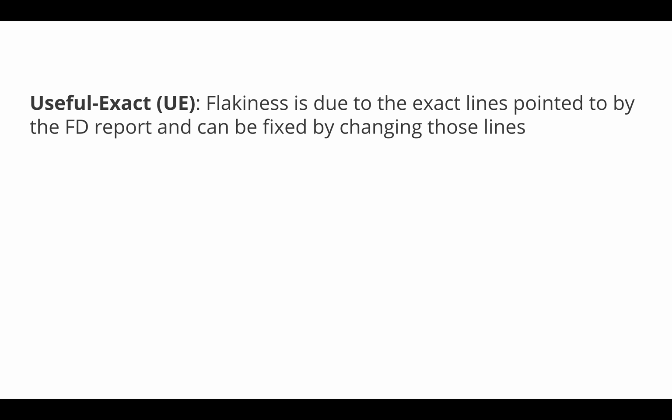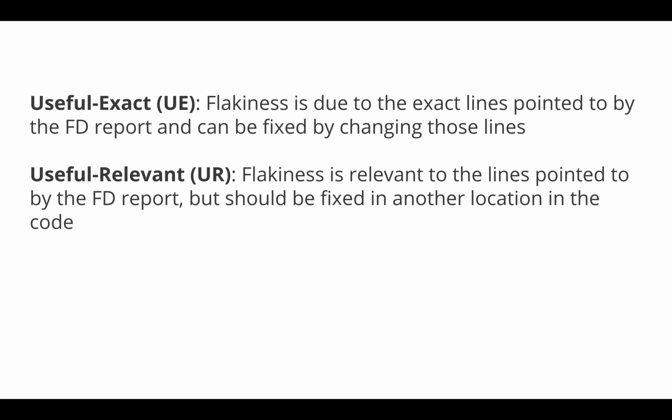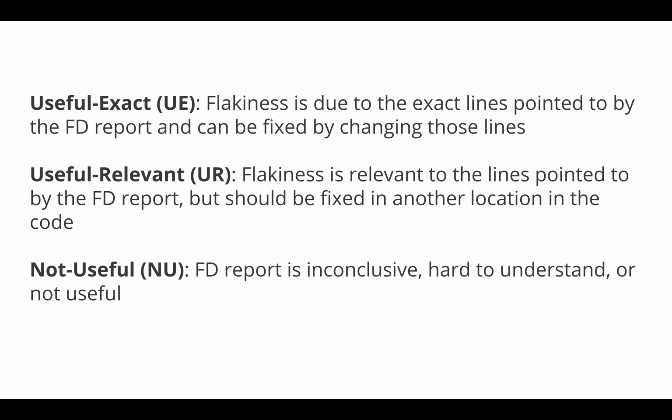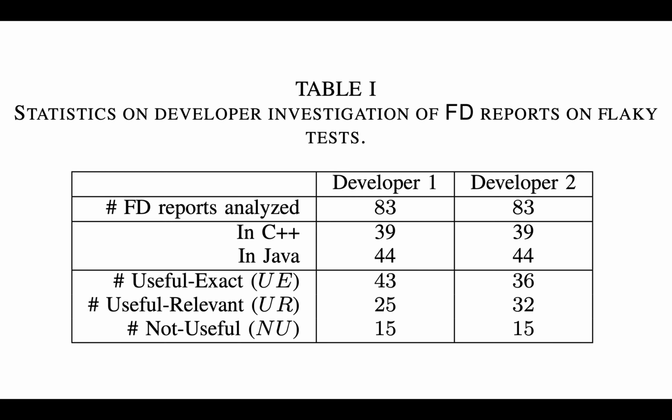First is useful exact. In this classification, flakiness is due to the exact lines pointed to by the FD report, and it can be fixed by changing those lines exactly. Second one is useful relevant, where flakiness is relevant to the lines pointed, but they should be fixed in another location. For example, maybe some RPC call timed out and the timeout is defined in another file. Finally, not useful. This classification is for reports where developers just couldn't figure out what the report was trying to tell them. Here are the results.